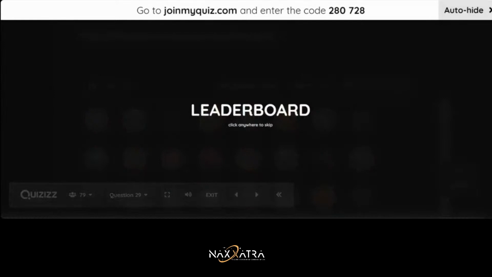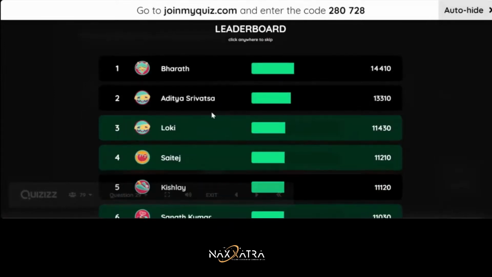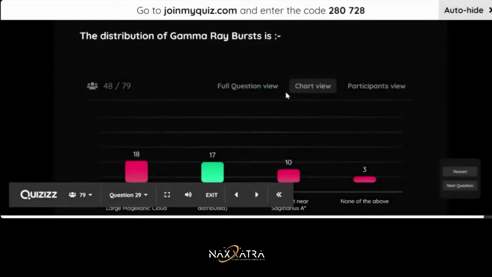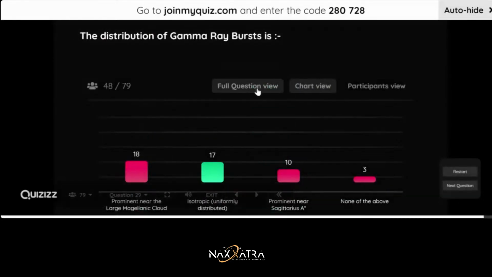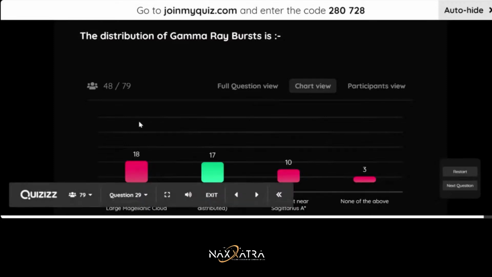If we see the leaderboard, we have Bharat, Aditya, Loki, Sai Tej leading. We have a really dynamic leaderboard. It's been very interesting how people have been moving up and down. I think there's tight competition amongst the top 10. We'll see who makes it to the top 3 by the end. I think there's only one more question left.